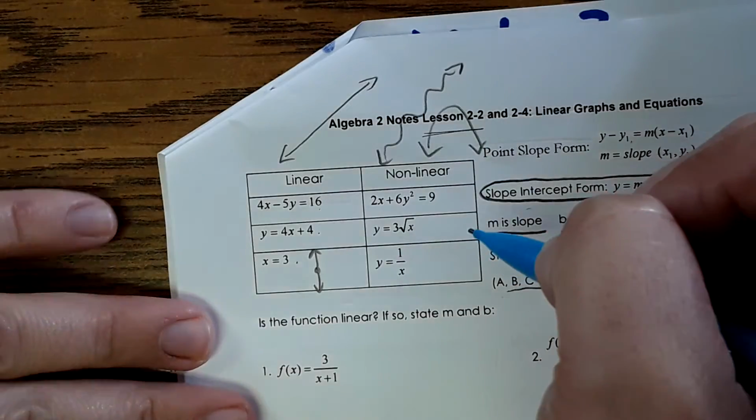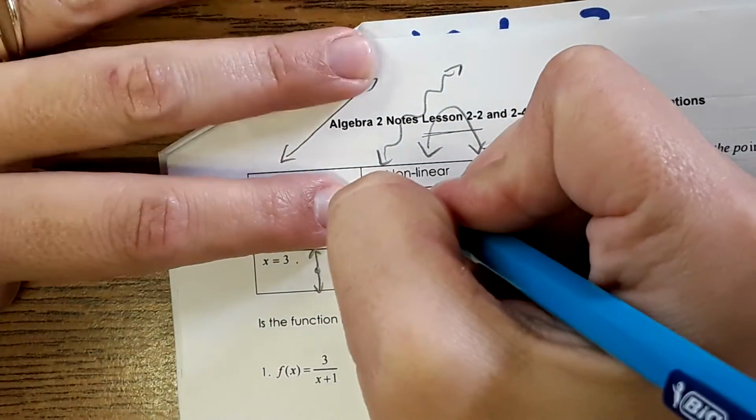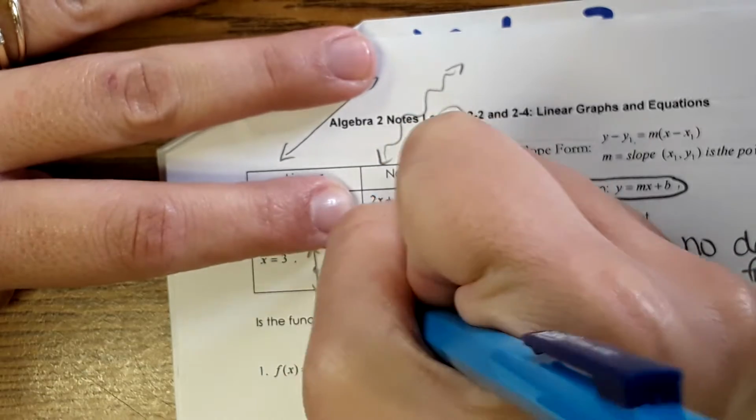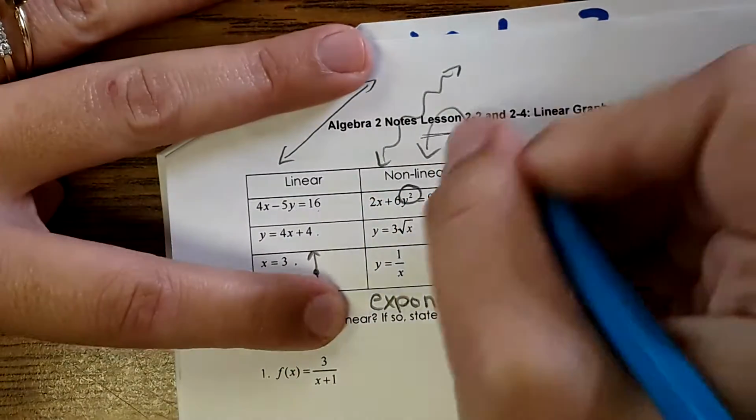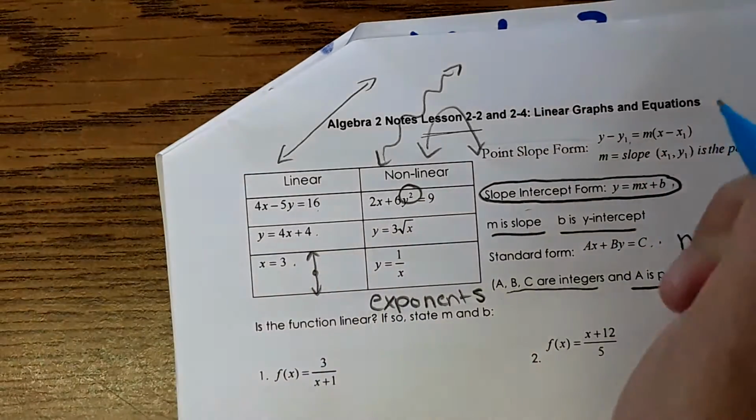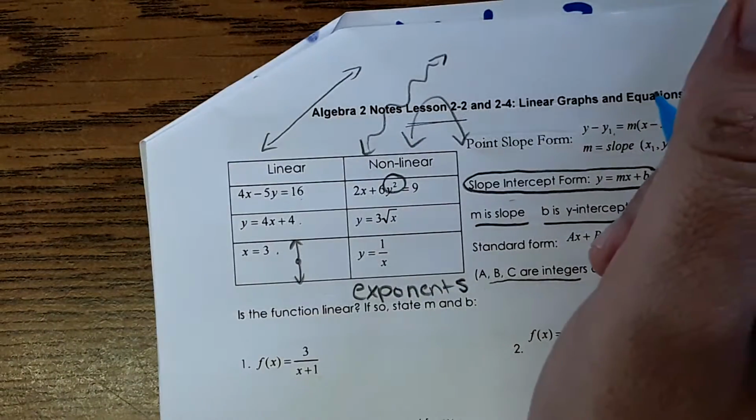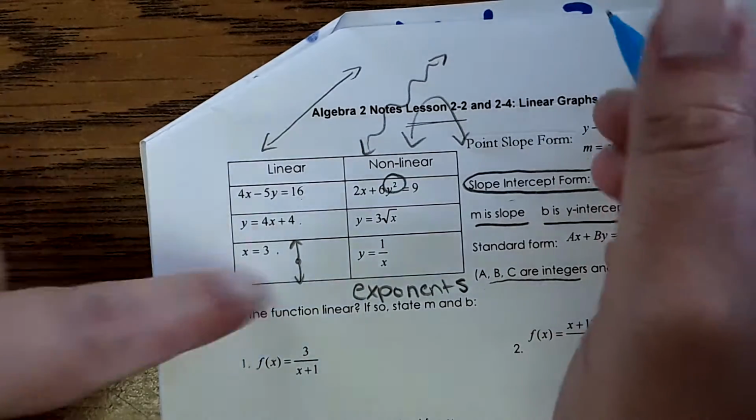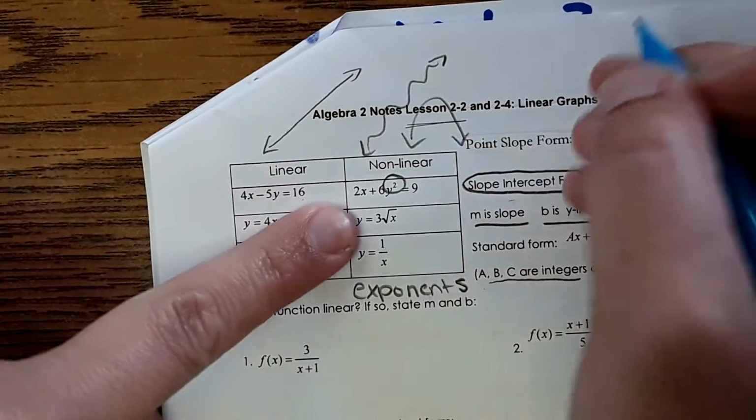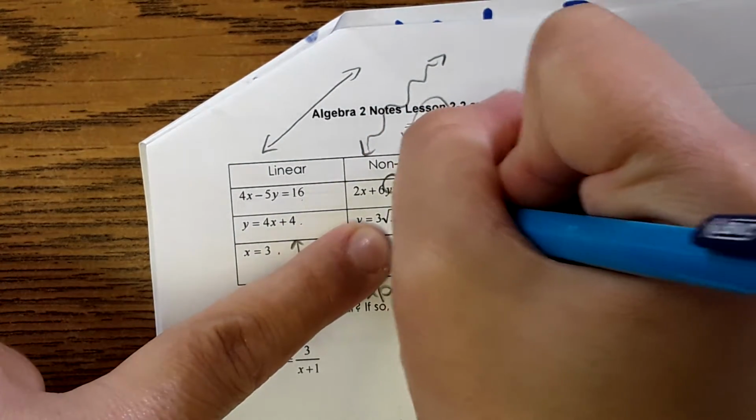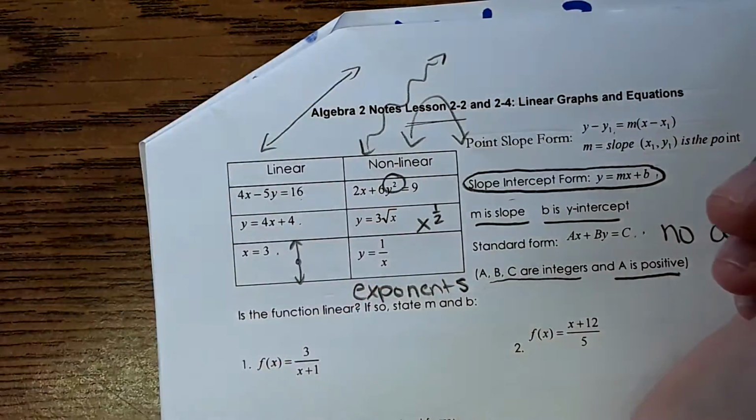For nonlinear, what you're looking for to determine if it's nonlinear is exponents. If it has an exponent, it is not in a straight line. And you might be thinking, well, this has a square root. I don't see an exponent. I don't know if you recall, but a square root would be like x to the 1/2 power. So therefore, it technically does have an exponent.